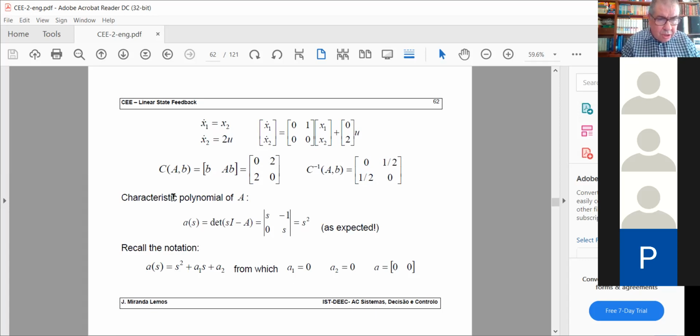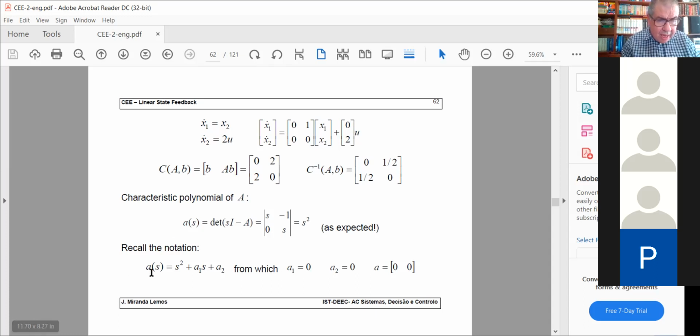Now, compute the characteristic polynomial of A. So you just pick up the open loop matrix A and compute the determinant of sI minus A. And you get s squared, which is something you should expect because the system is a double integrator. So both open loop poles are at the origin.